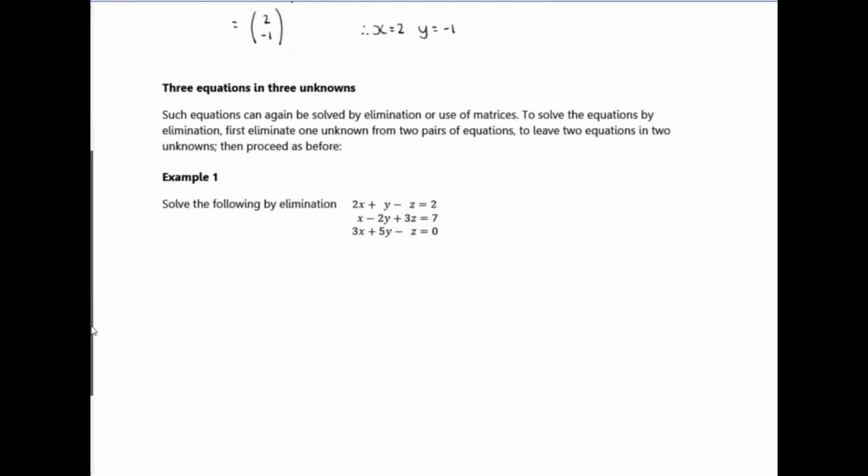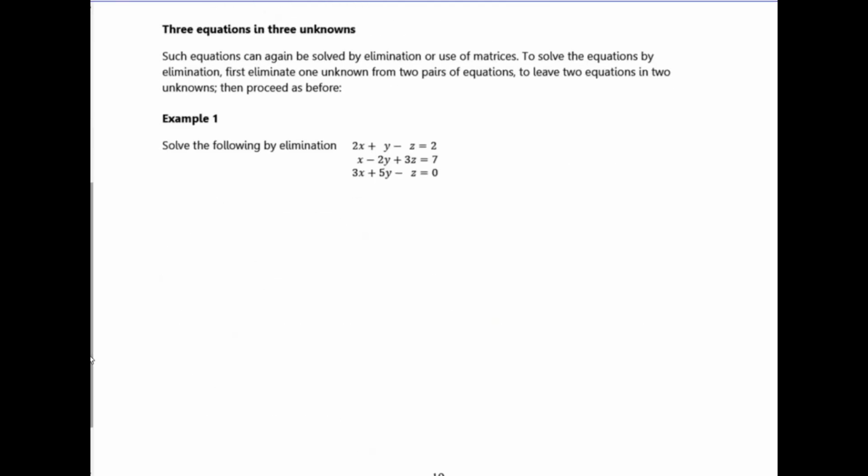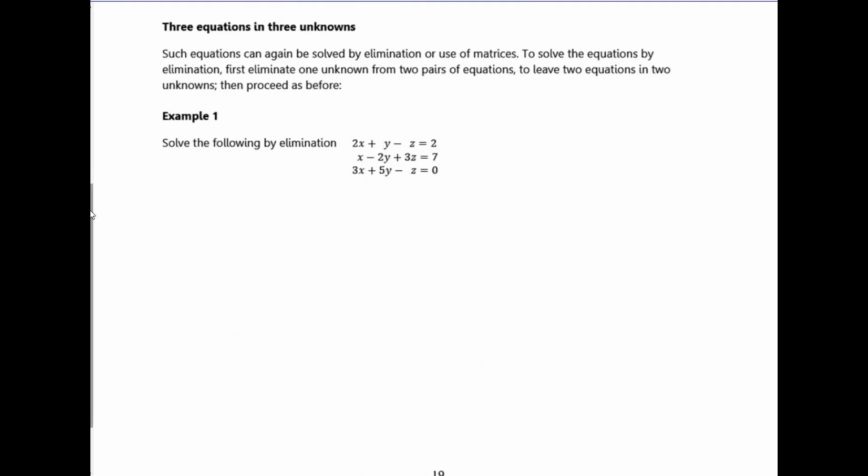Now, extending these ideas to 3 unknowns, we can either solve these by elimination or we can solve them using matrices. Now, there will be occasions where you are required to solve 3 linear simultaneous equations in 3 unknowns by hand. So we will do this, but also we're going to look at using a matrix method for it.